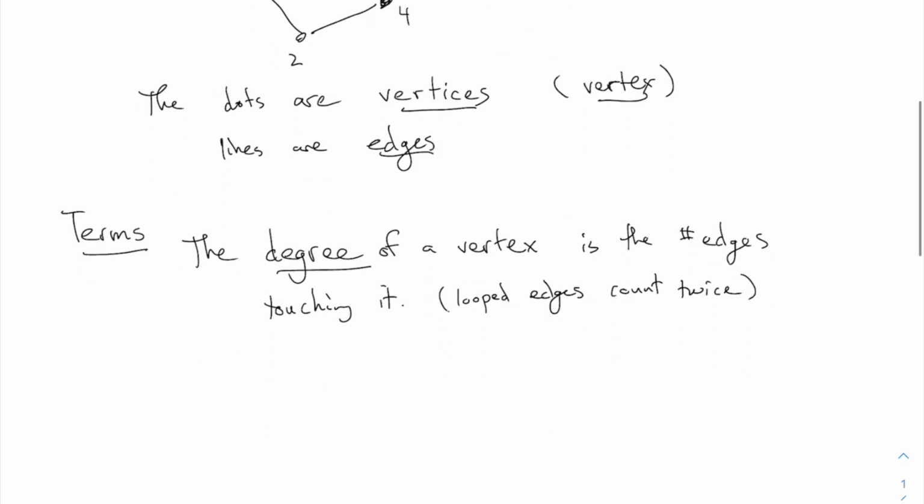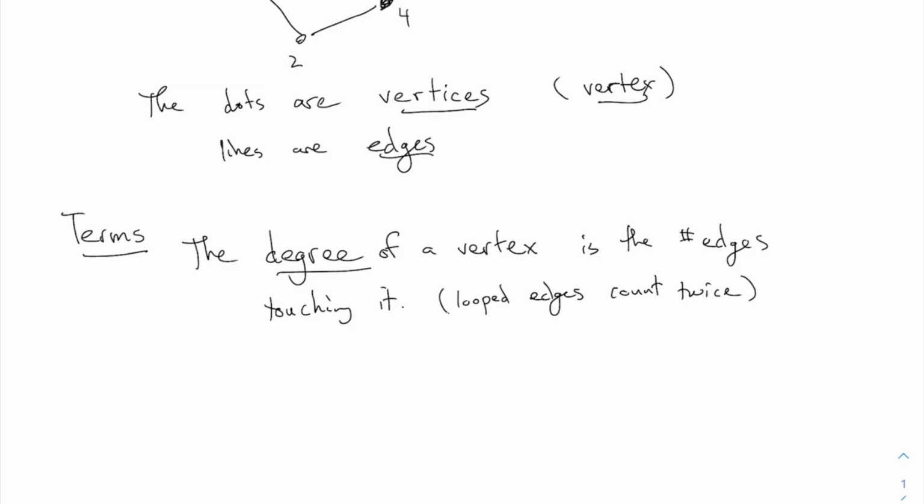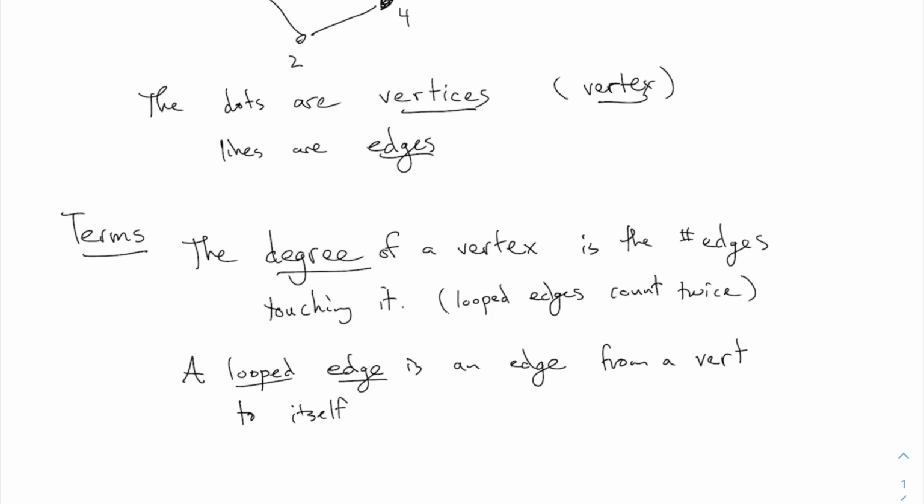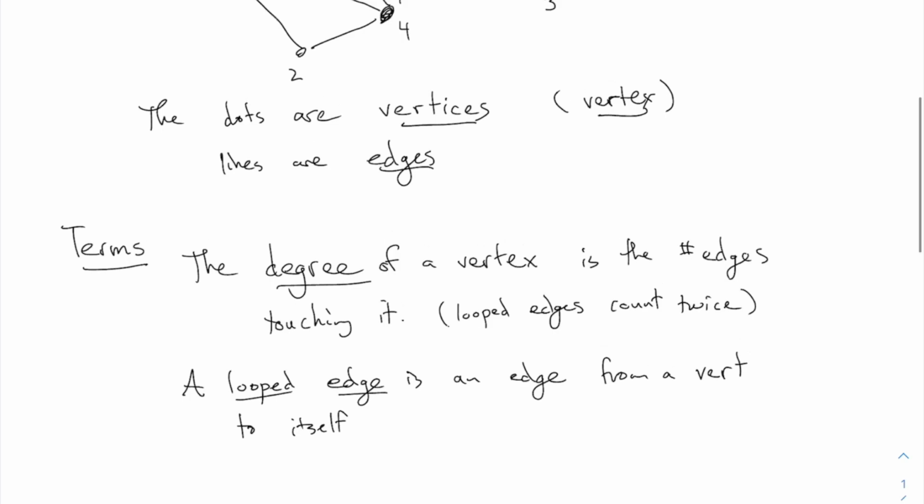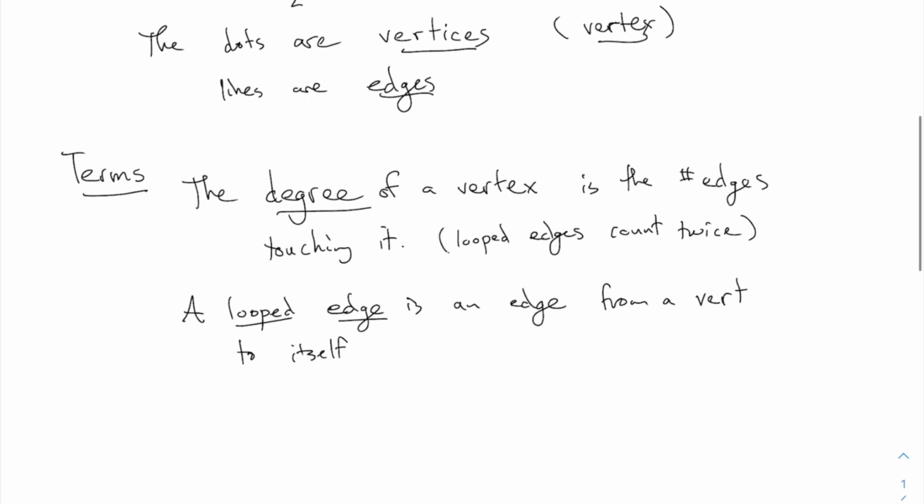Let me just say, I just said this, but looped edges. A looped edge is one that goes from a vertex back to itself, right? It's an edge from a vertex to itself. That's called a looped edge. You all knew what I meant when I said looped edge before anyway. That's just to get it in writing: an edge from a vertex looping back to itself.